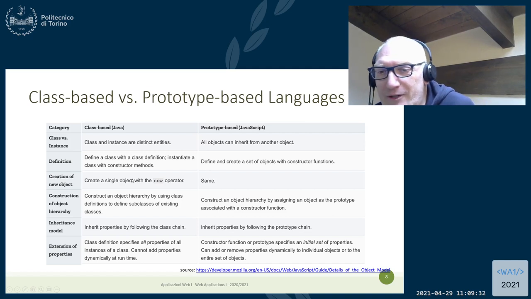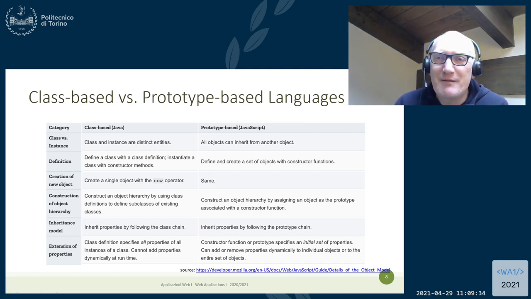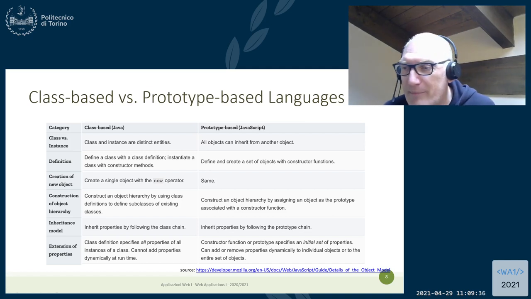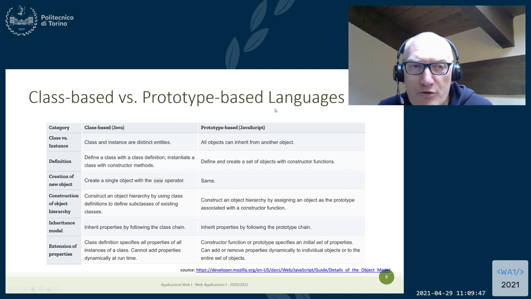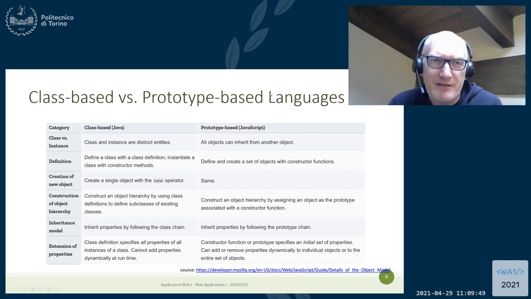Okay, so if you are into the comparison between languages here, we try to pull up a table of comparison between class-based languages like Java and prototype-based languages like JavaScript. But I don't want to, I only want you to appreciate that the mechanism is different. Of course, if we were to create libraries that go deep inside JavaScript, we need to understand this prototype mechanism much better.